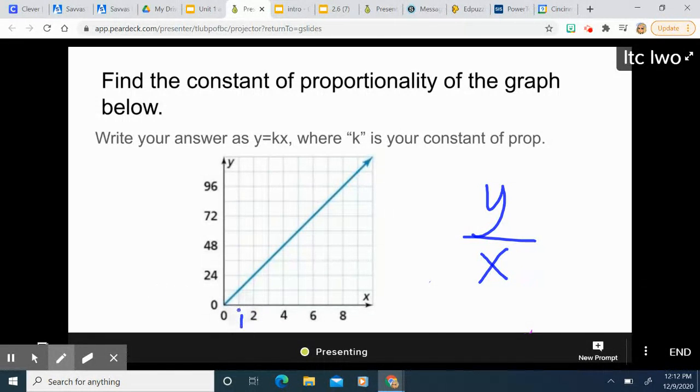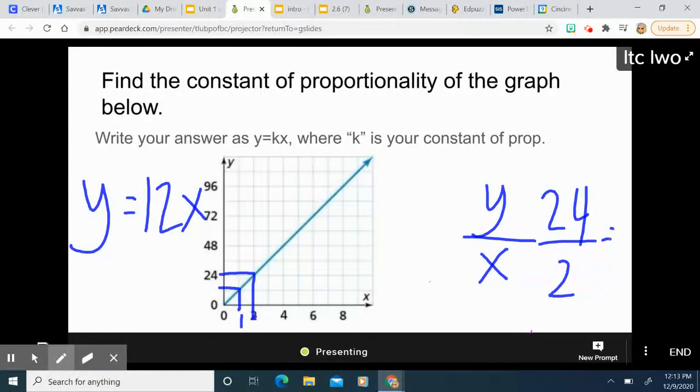Okay? So we go rise, run. So what is the y coordinate that corresponds with that? Well, it's 12 because, again, there's no 12 on here, but halfway between 0 and 24 is 12. So then it says write your answer as y equals kx, where k is your constant of proportionality. I know that sounds fancy, but basically it's just y equals 12x. Boom. Okay, and that makes sense because let's look at 24 and 2. Well, y over x, 24 over 2 is 12. Boom. I could do the same thing for 4, 48. 48 divided by 4 is 12. 72 divided by 6 is 12. 96 divided by 8 is 12.